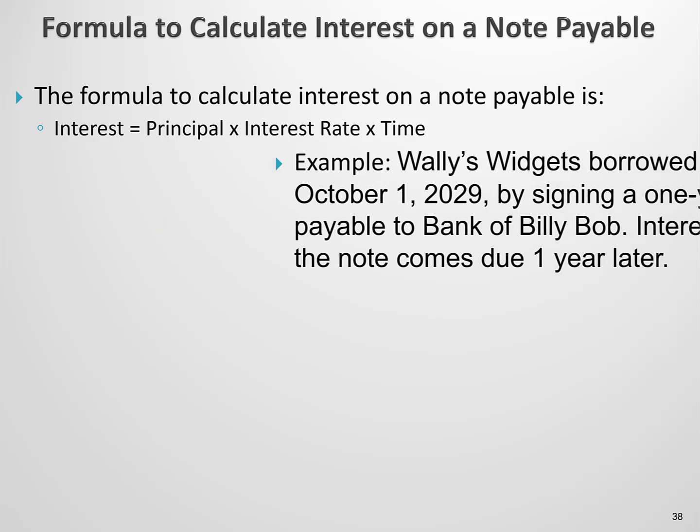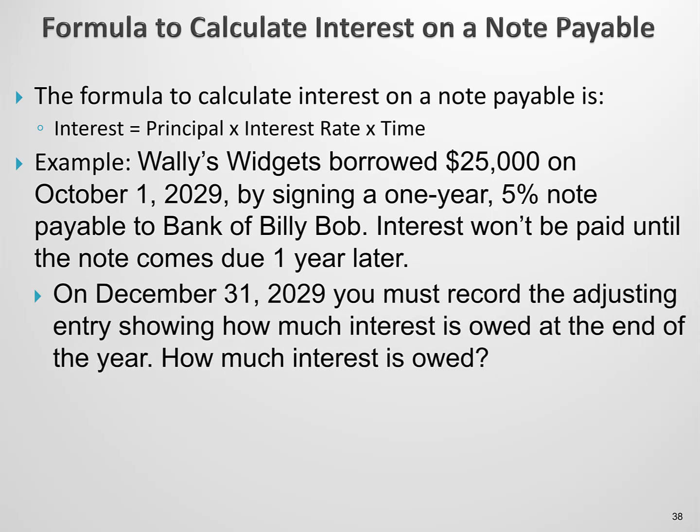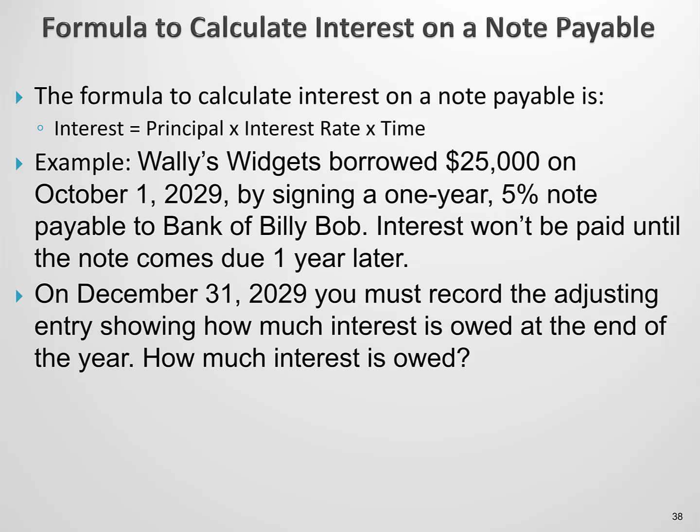So let's do an example, because examples always help us understand things better. Wally's Widgets borrowed $25,000 on October 1st, 2029 by signing a 1-year, 5% note payable to Bank of Billy Bob. Interest will not be paid until the note comes due 1 year later. So on December 31st of the same year, you must record the adjusting entry showing how much interest is owed at the end of the year. So how much interest is owed?